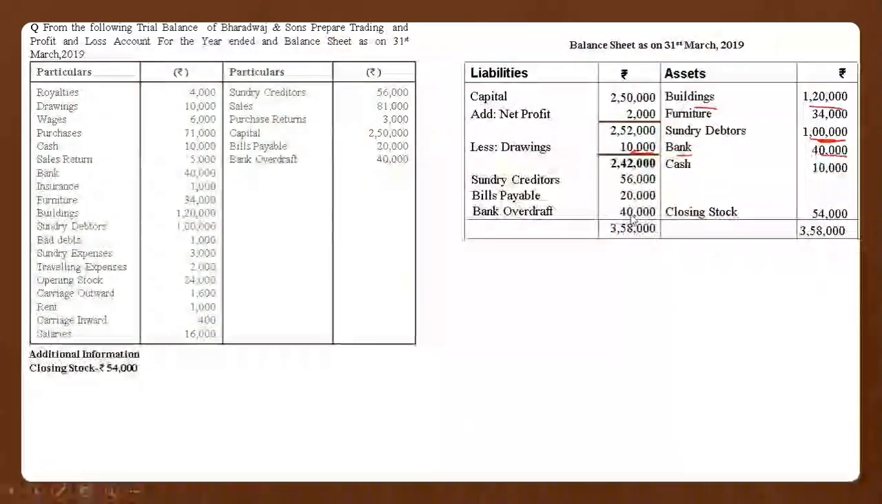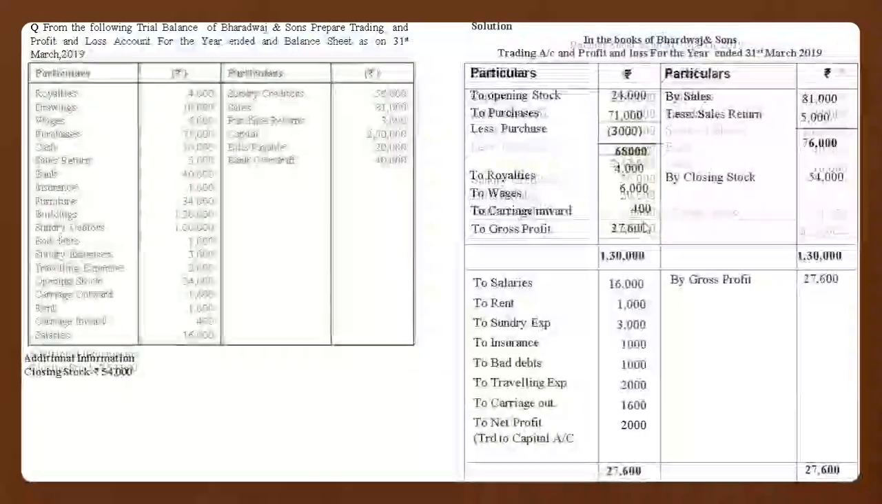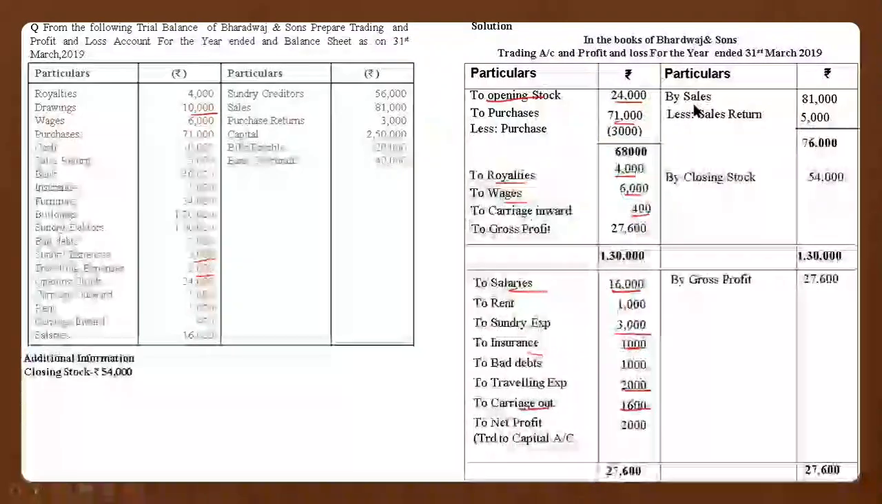Next one is sales. Sales 81,000 is given. So you have to go and write on the credit side of trading account. Sales is given 81,000 rupees.